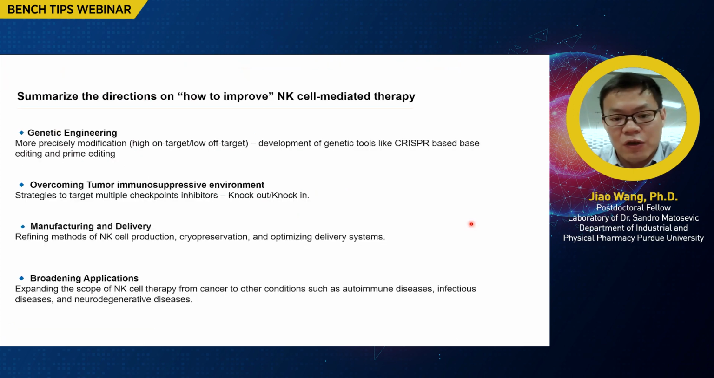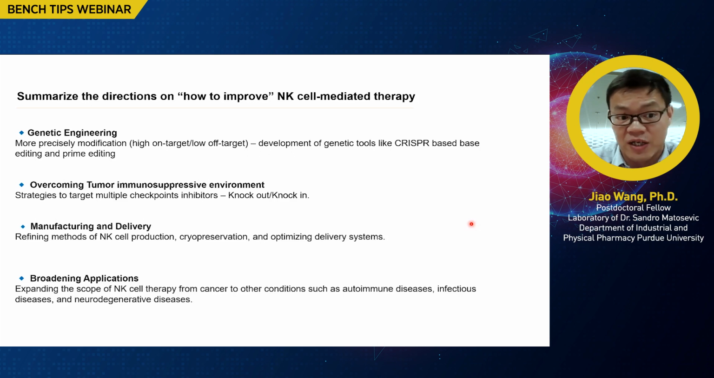So, through all the above slides, I hopefully introduced what NK cells are, how they kill the target cells, and how we commonly evaluate their anti-tumor killing ability. In the final slides, I just want to summarize and give everybody a broader view: in future, how do we improve this NK cell mediated therapy? I will briefly introduce 4 parts.